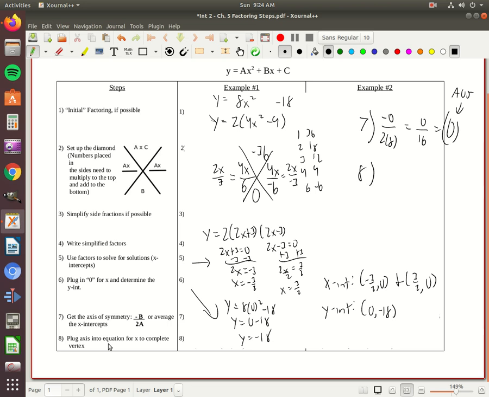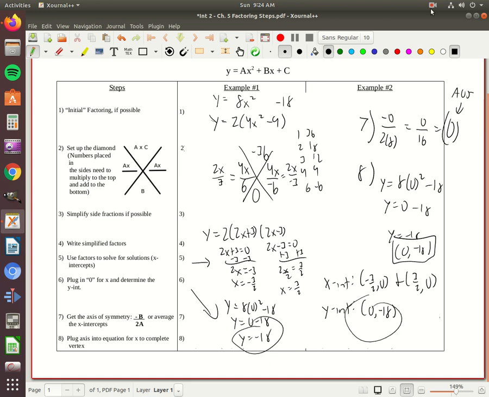And then for step 8, I'm going to plug that into the equation. So y equals 8 times 0 squared minus 18. I'm going to get y equals 0 minus 18. I'm going to get the same one, right? And by the same one, I mean, look, my vertex is the same as my y-intercept.